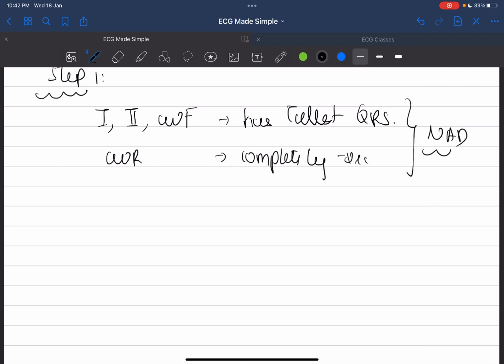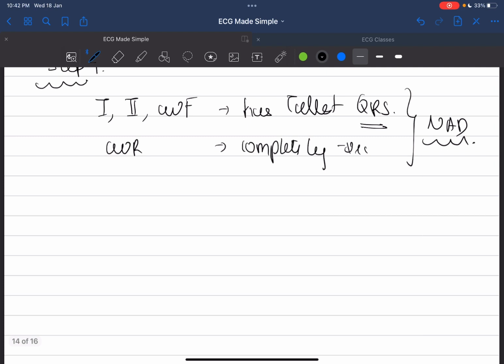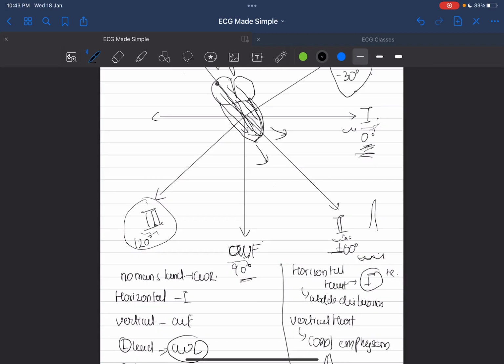So this is the first thing you have to see in any ECG. In any ECG, look at 1, 2 and AVF. If any of the 3 has the tallest QRS complex, then look at AVR. If AVR is completely negative, then this is a normal axis. Step 2 is that if 1, 2 and AVF do not have the tallest QRS complex, then you have to look at lead 3 and AVL. So lead 3, as I said, is the right lead.